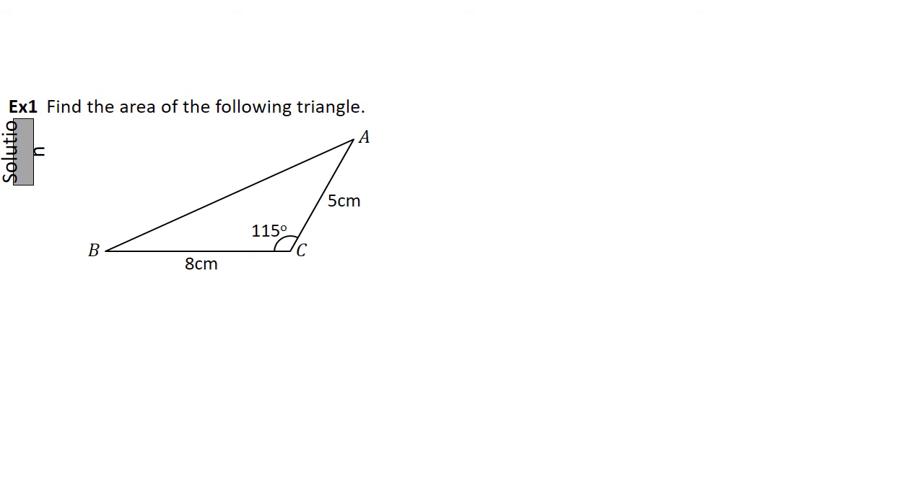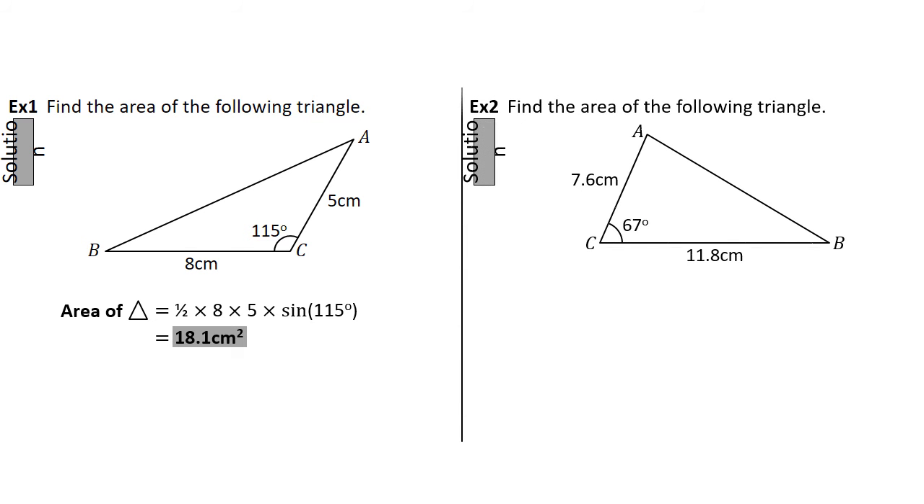So here's an example. It's a non-right angle triangle, so we can go: the area of the triangle is half times 8 times 5 times sine of the angle between them, which is 18.1 centimeters squared. Another example: we can do half times 11.8 times 7.6 times sine 67. It's just another way of finding the area of a triangle when you haven't been given everything you need.